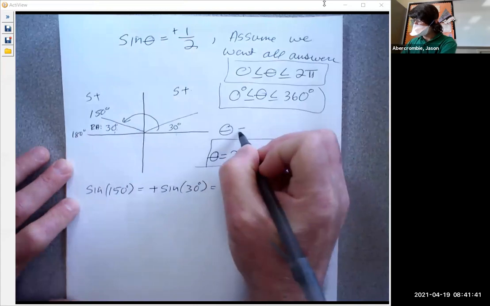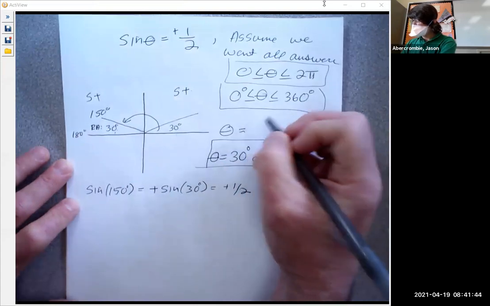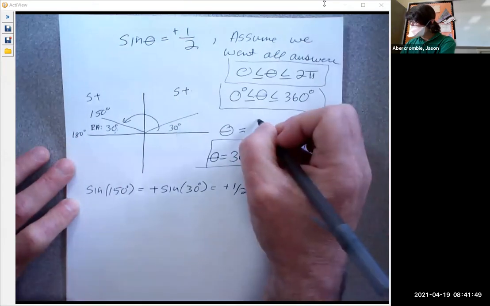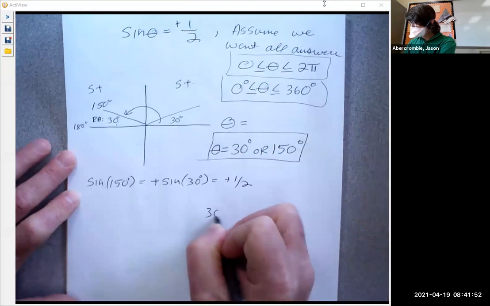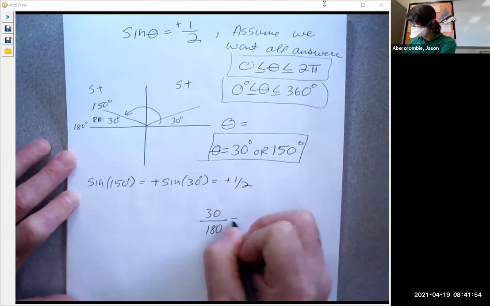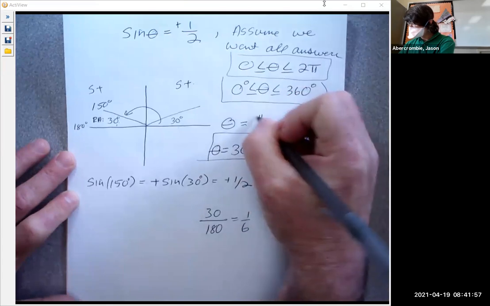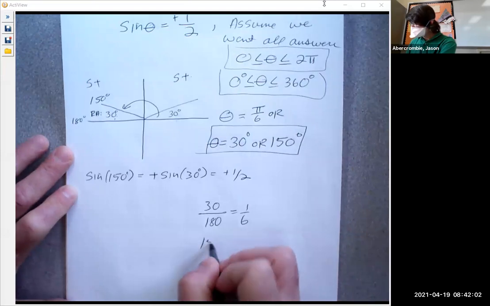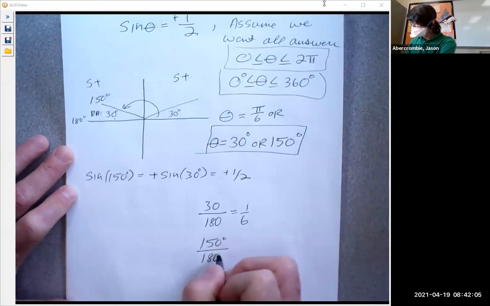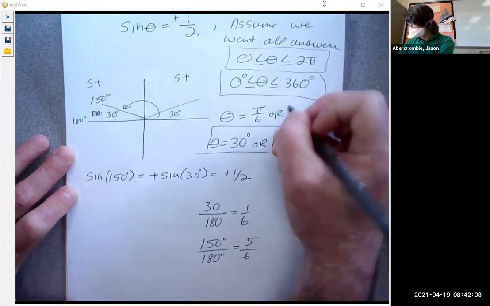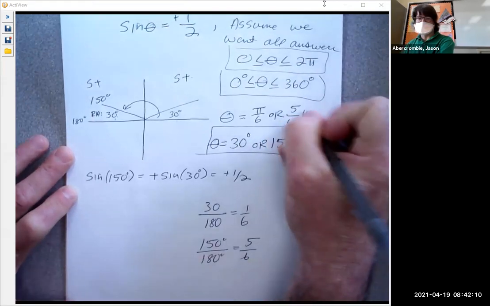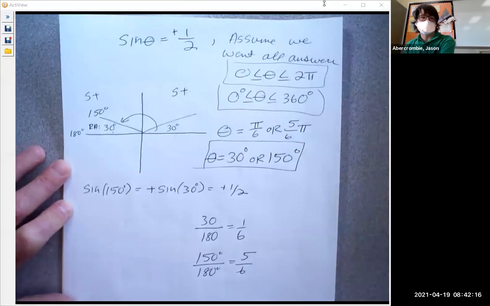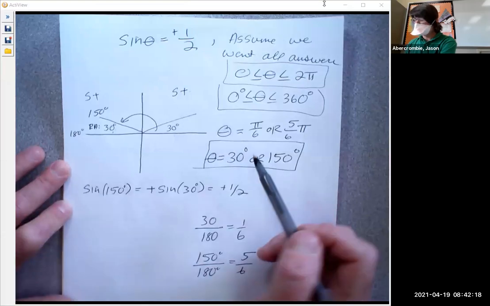I could also give an answer in radians. 30 was pi over 6. A way to kind of remember what the radians would be is take the 30 out over 180, and that's 1/6. So this is 1/6 pi, pi over 6. And then for the 150, do the same thing. 150 over 180 reduces to 5 over 6. So we could say, or 5 over 6 pi, 5/6 pi. So those are my 2 answers here for sine theta equals 1/2. Pi over 6 or 5 pi over 6, 30 or 150.